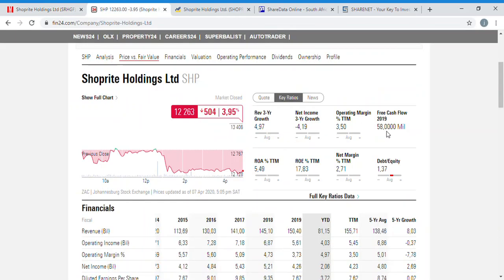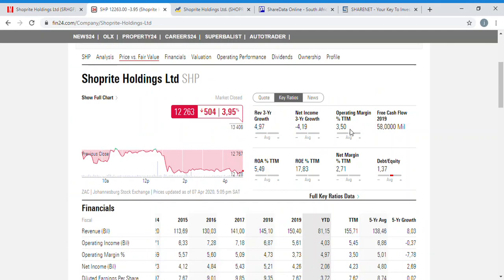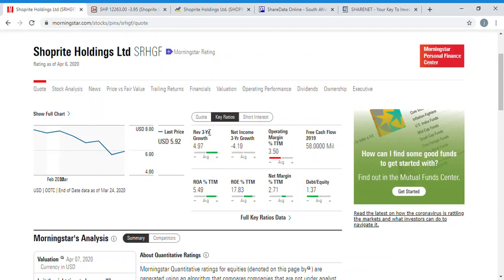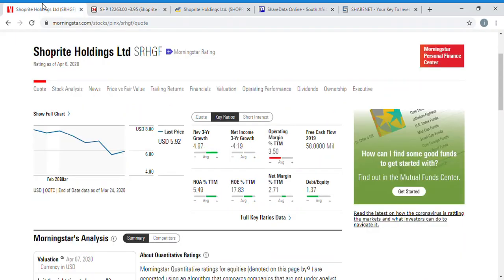Free cash flow for ShopRite was 580 million. It's the same as 580 million. Operating margin 3.5. As well here you find 3.5. Revenue of 4.97. As well here you find 4.97. So these two platforms give you the exact same data. So you can see return on equity 17.83. You can see that 17.83.